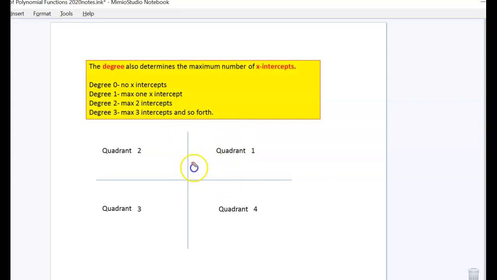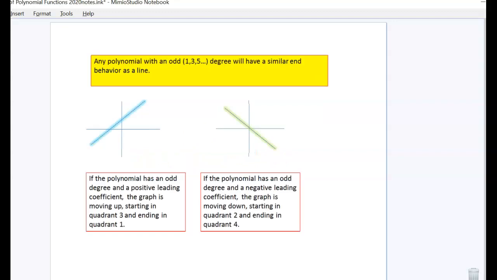All right, looking at quadrants, just to recall, quadrant 1, 2, 3, and 4, that should be a review. Now, when we talk about odd degree polynomials, we're talking about ones where the highest exponent is odd, so 1, 3, 5, 7. And those polynomials, their end behavior will be very similar to a line. So a positive line starts down in quadrant 3 and ends somewhere in quadrant 1, while a degree 3 and a degree 5 that has a positive leading coefficient will also start down here and end here. It just might have some bumps and squiggles along the way.